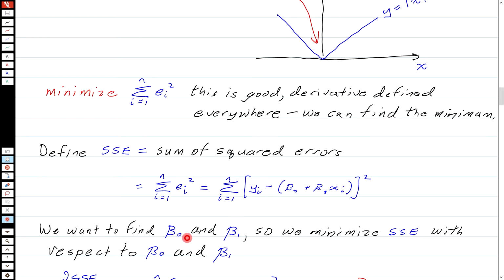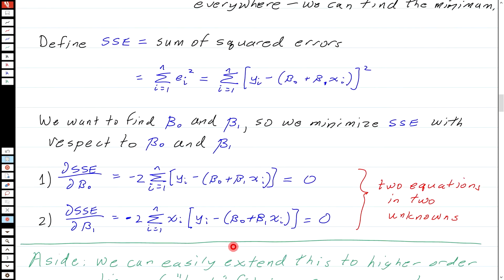With respect to those two values, beta naught and beta 1. And the really nice thing about this statement here is that it leads to two equations and two unknowns. All we have to do is take the derivative of SSE with respect to beta naught and set that equal to 0. That's one equation. And then the derivative of SSE with respect to beta 1 and set that equal to 0. That gives us our second equation. We know we have two unknowns. Now we've got two equations. We can solve for those unknowns.